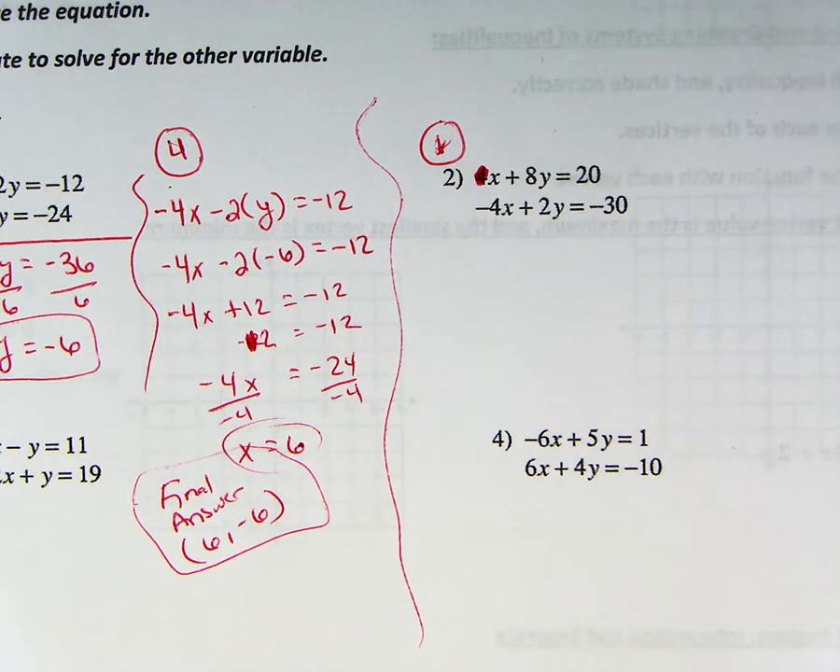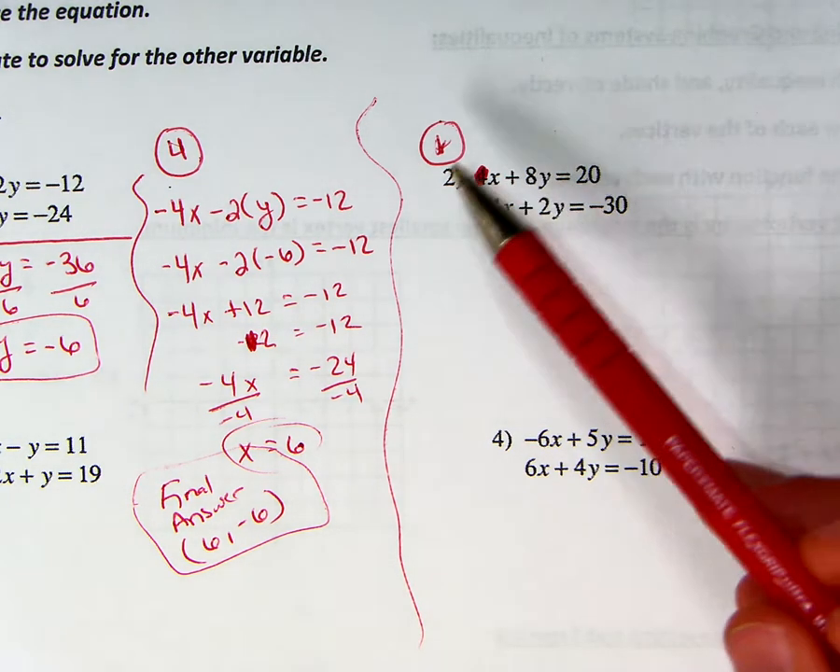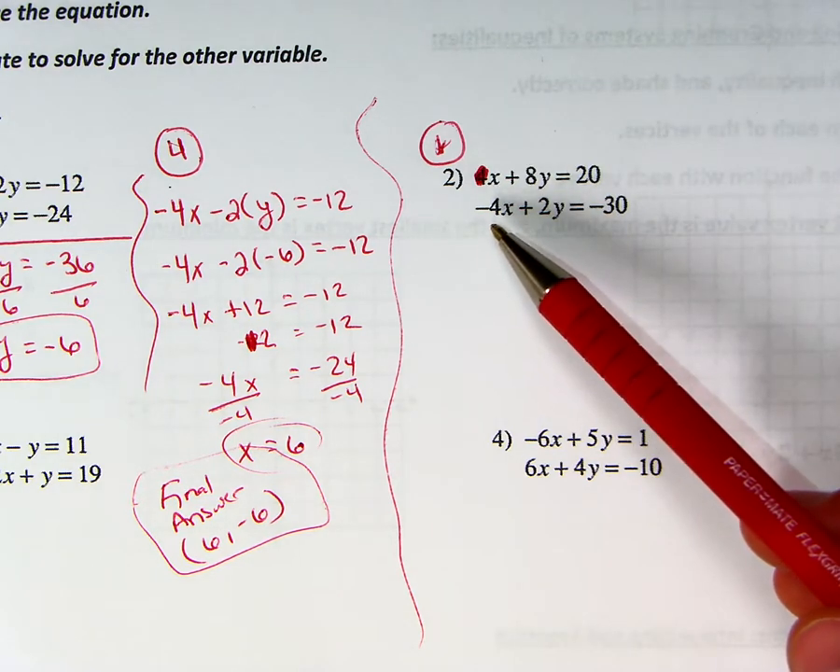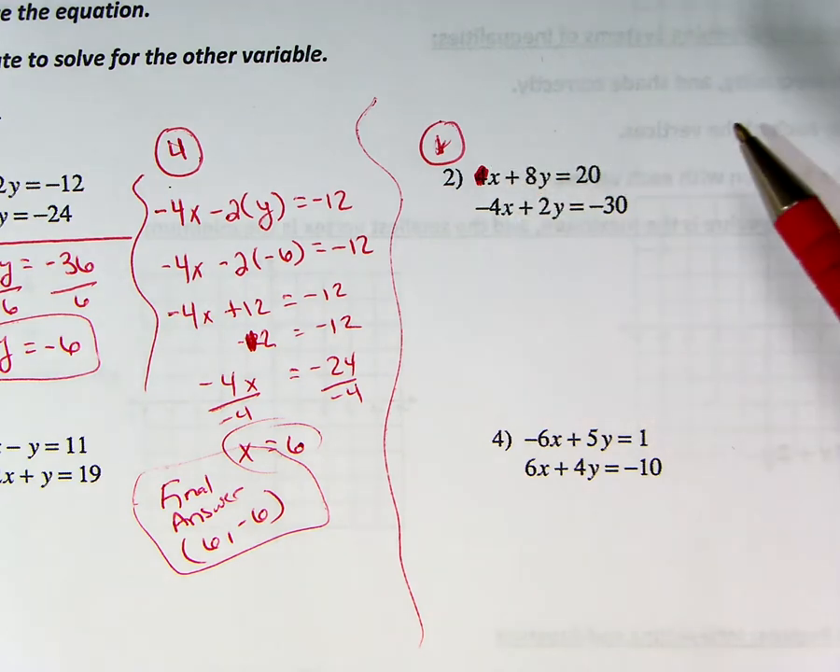This is where I want to talk about how you have to decide which variable you want to get rid of. It does not matter. You either have to decide you want to get rid of x's or get rid of y's. If you choose x's, then you have to figure out what you are going to multiply this entire row by in order to get a positive 4x, right? You have to have opposite terms. So if we have a negative 4x, we need a positive 4x here.